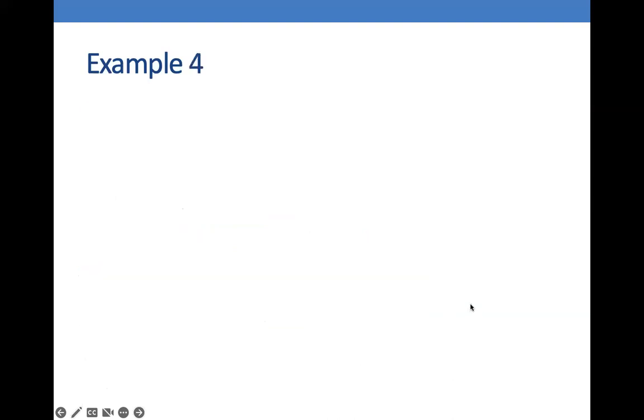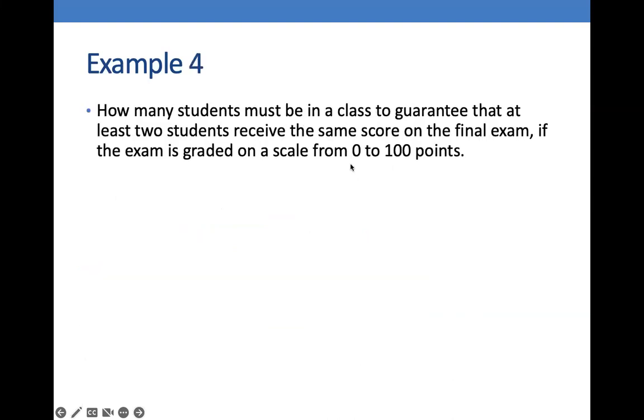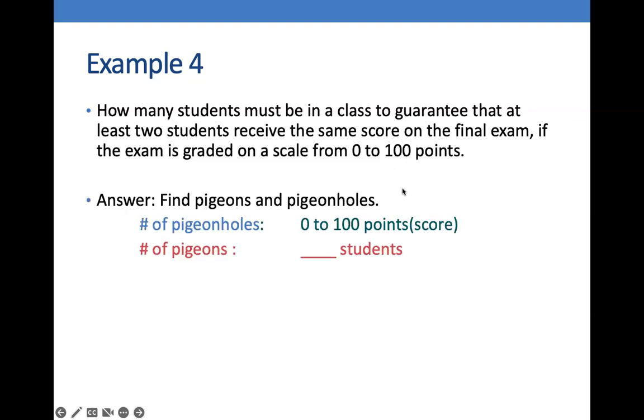Okay, so how many students must be in a class to guarantee that at least two students receive the same score on the final exam if the exam is graded on a scale from 0 to 100 points? So we must find the pigeons and the pigeonholes first. So the pigeons will be the students, and the pigeonholes will be the score of each of these students. Okay, so we have how many pigeonholes? 0 to 100. So how many students must be in the class to guarantee that at least two receive the same score?